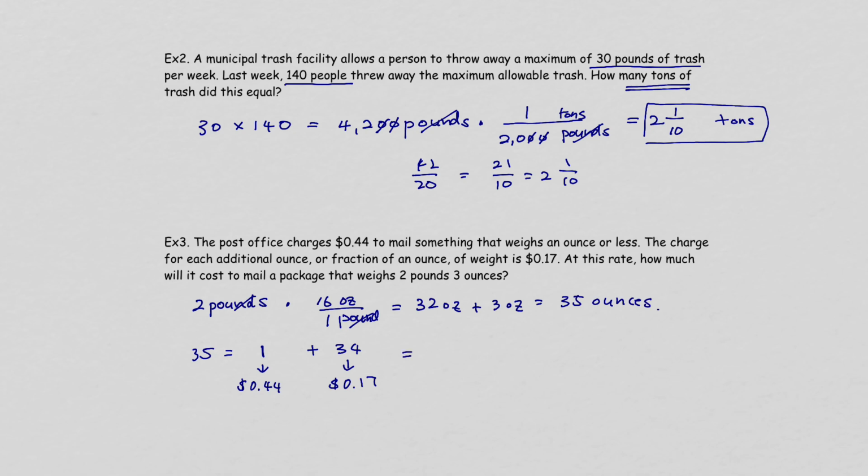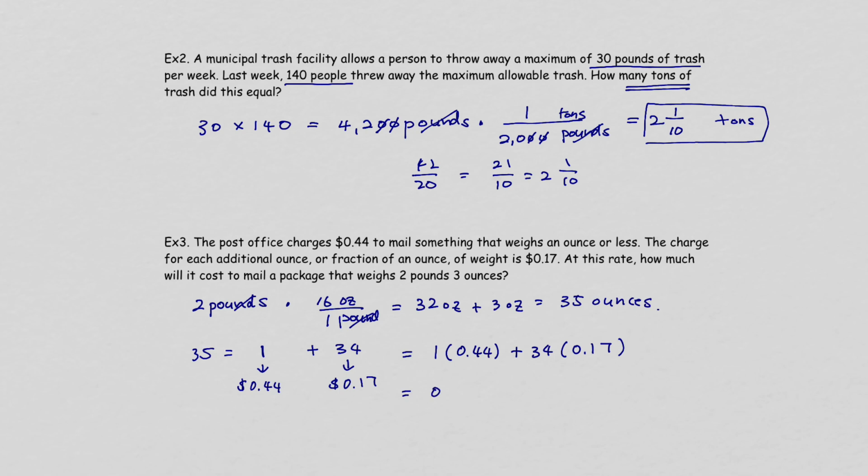So if you wanted to figure that out, you need to do multiplications, right? So 1 times 0.44 plus 34 times 0.17 to figure out the total amount.